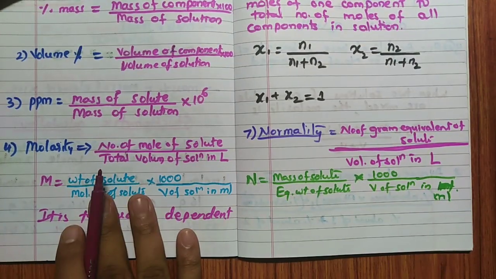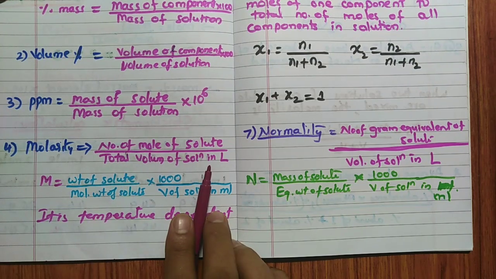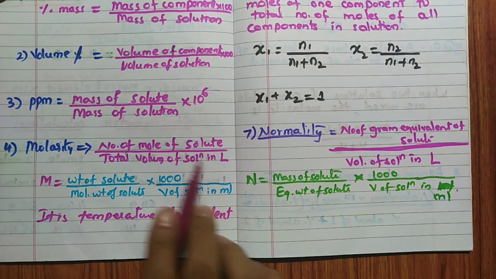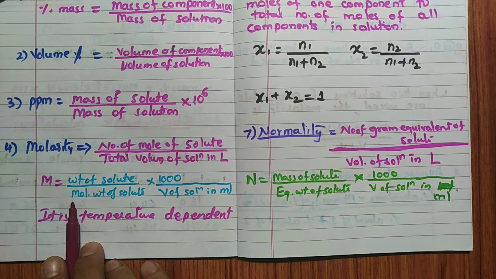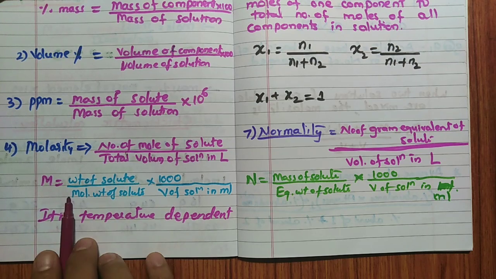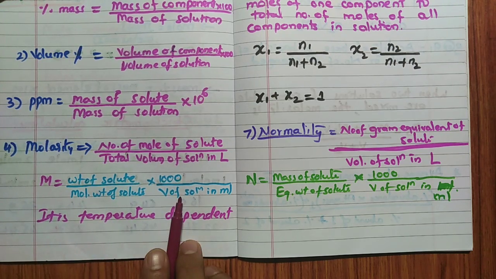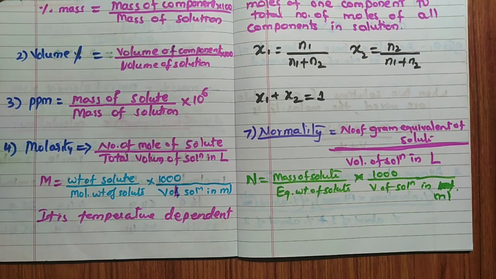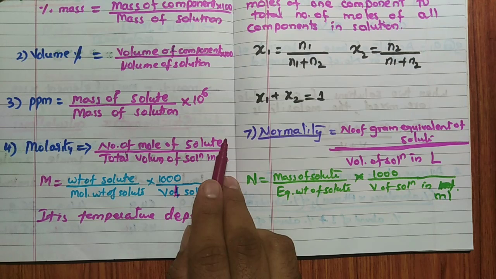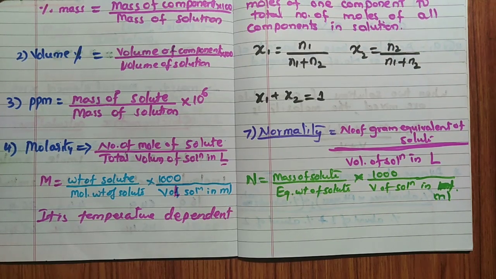Molarity, important part here: number of moles of solute by total volume of the solution in liter. Or if moles are not given directly, then what you have to do? Weight divided by molecular weight. Right? Mass of the solute by molecular mass of the solute into 1000 divided by volume of the solution in ml here. Remember, when you write 1000 above, you have to write the volume in ml. If there is no 1000, you have to take it in liter.